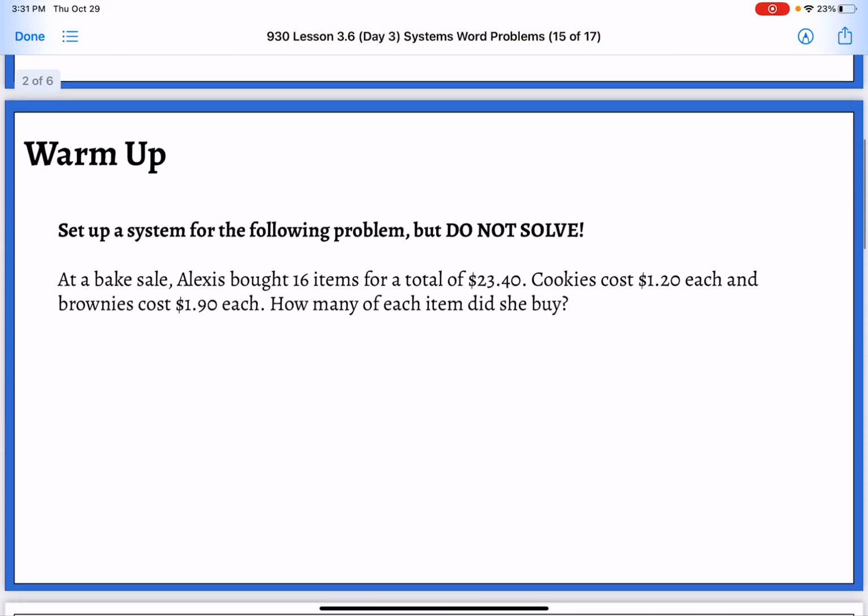So our warm-up for today is to just set up this system. You don't have to solve it, but just make sure that you're really getting in that good process of defining your variables and writing your equations. So pause your video and see if you can set up this system.